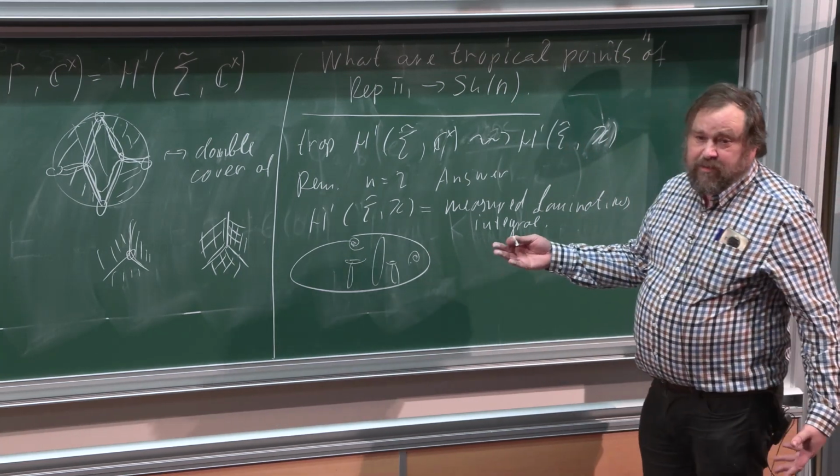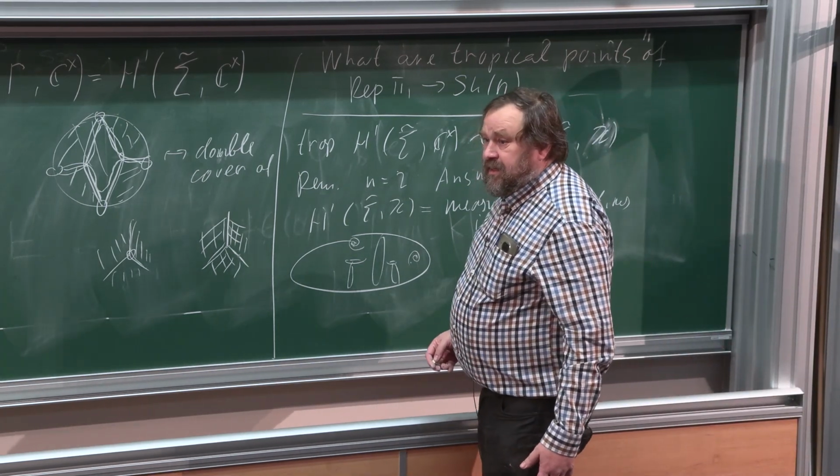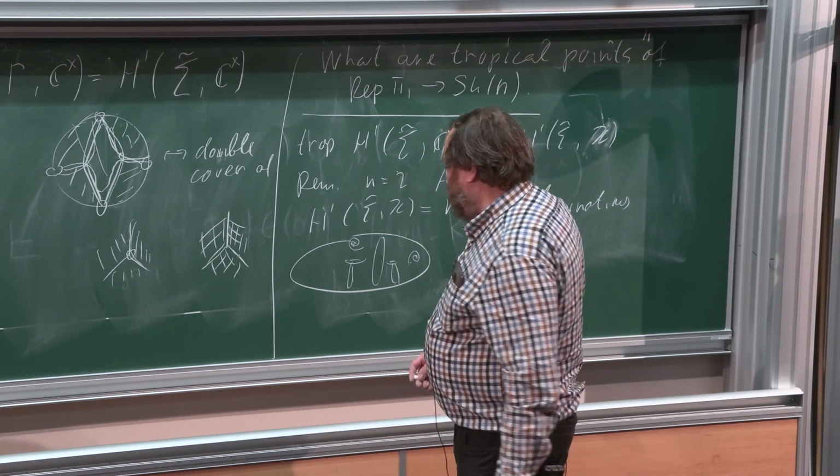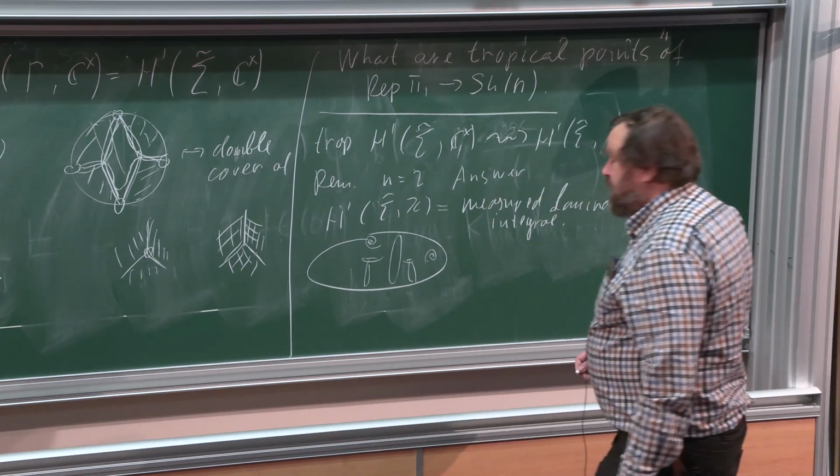So the question is, what are laminations in this higher case? And this is the surface without punctures, it's not a cluster variety, but still. It still gets a kind of abelianization, I think.